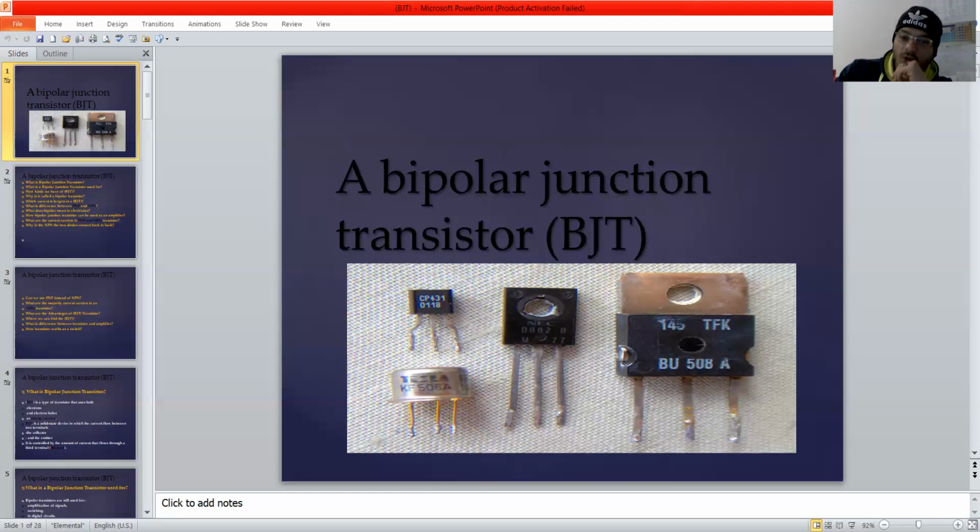The DC bias voltage applied to the emitter-base junction makes it remain in forward bias condition. It's very important, the forward bias condition. Forward bias means current will flow through it. Thus, a small input voltage results in a large output voltage.